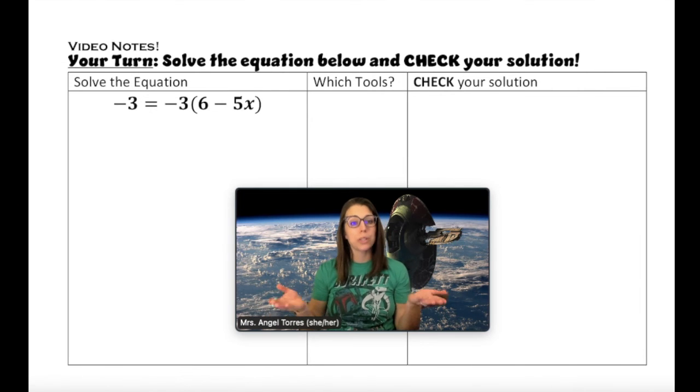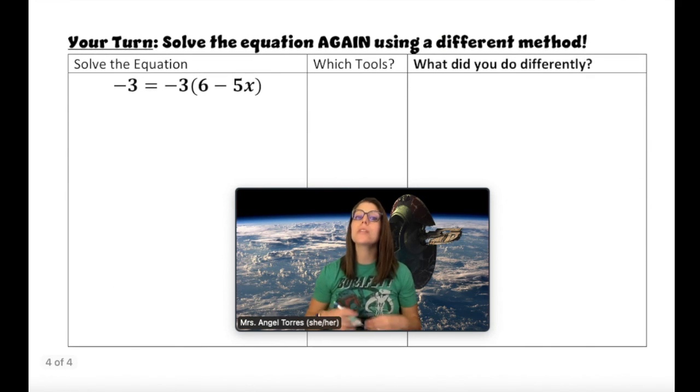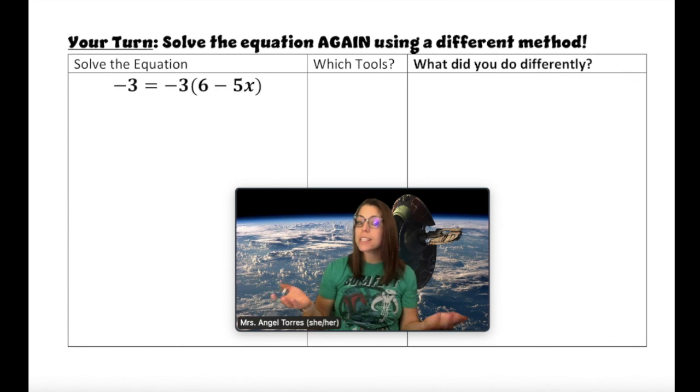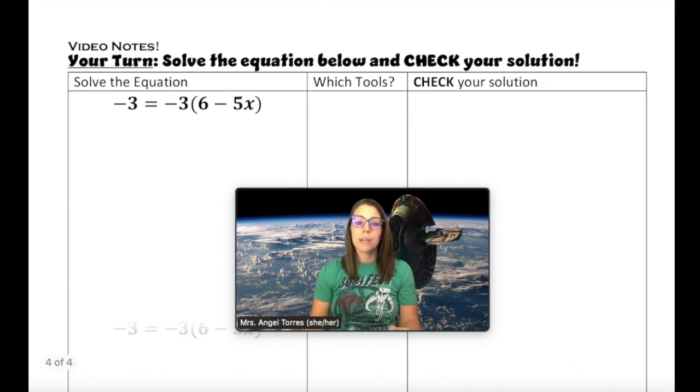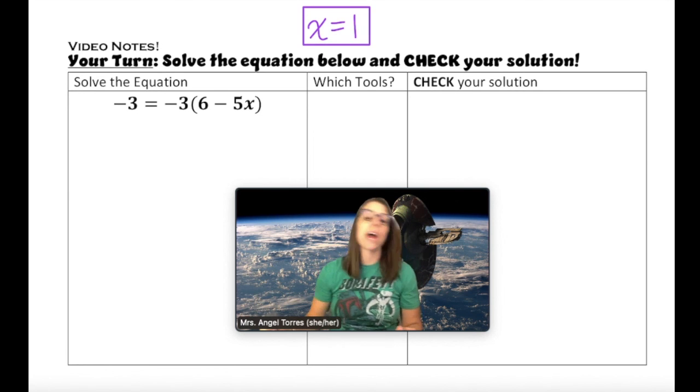And now it's your turn. On this last page, you're going to solve the equation below and check your solution. You can either use distributive property first, or you can start off with depot. Whatever you choose to use, you're going to solve it again using the other method. So if you use depot first, next time around you're going to try solving it using distribute. Or if you use distribute first, next time around you're going to solve using depot. Now, I'm not going to help you through this one, but I will tell you that you should end up with a solution of x equals 1. If you end up with x equals 1, then chances are you did your steps correctly.